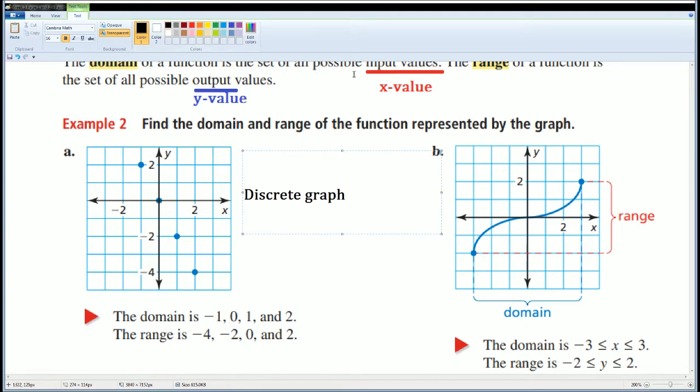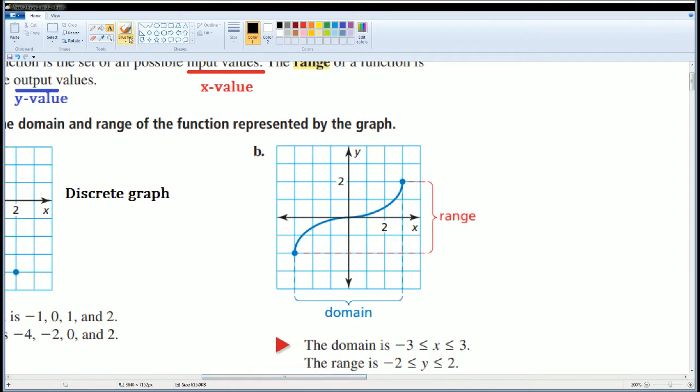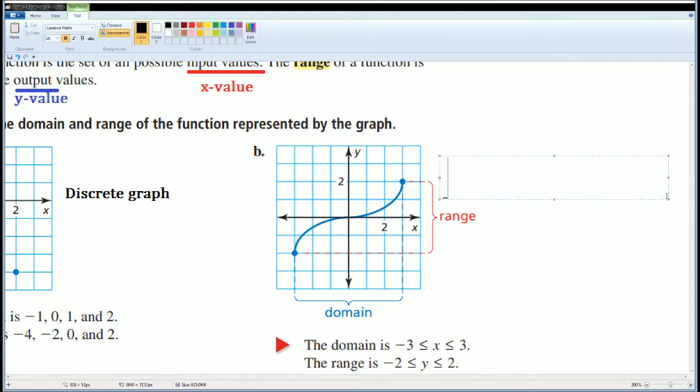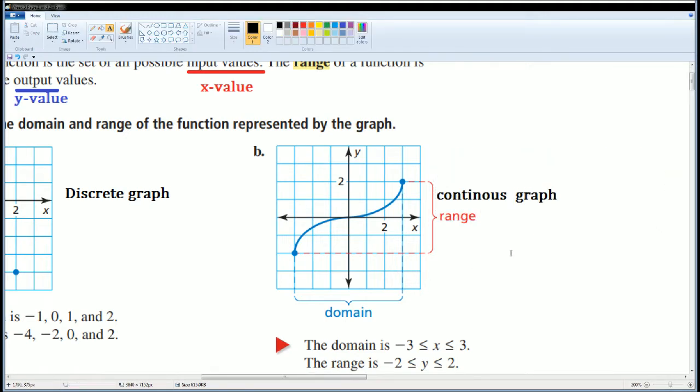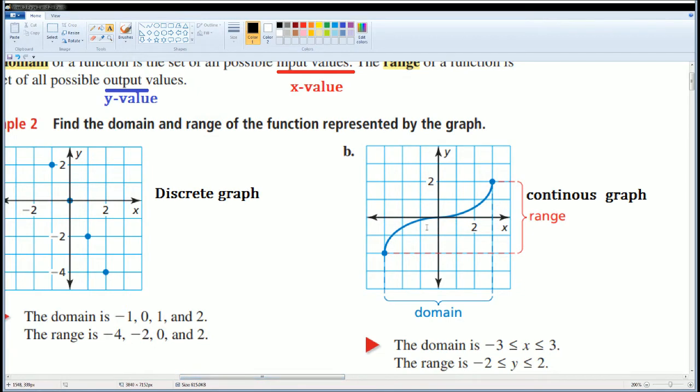And what you have here is going to be a continuous graph. Mind my spelling, it might be wrong. Continuous. Okay, that looks right. So these are the two types. Discrete is because there are gaps between these dots. The continuous one is smooth and continues forever.